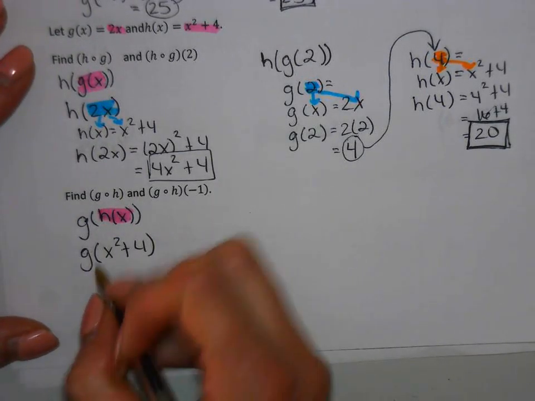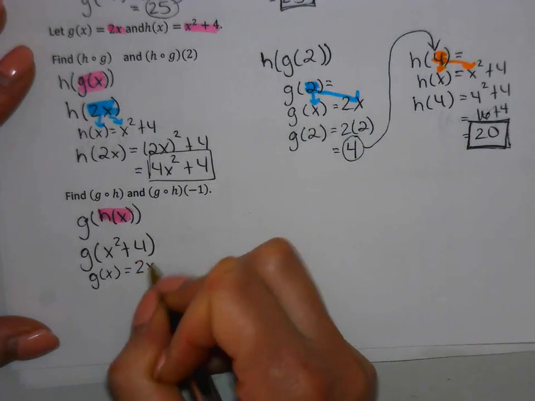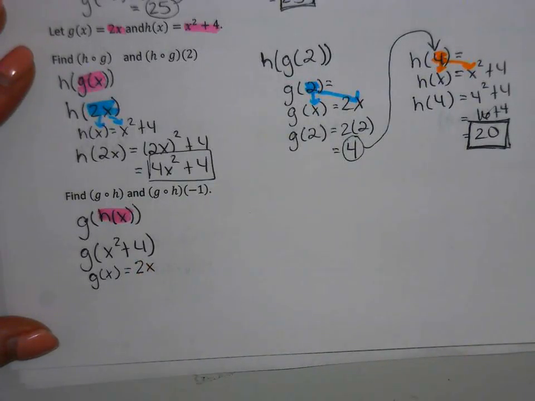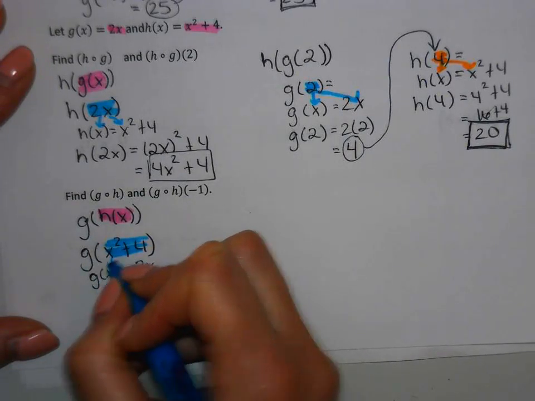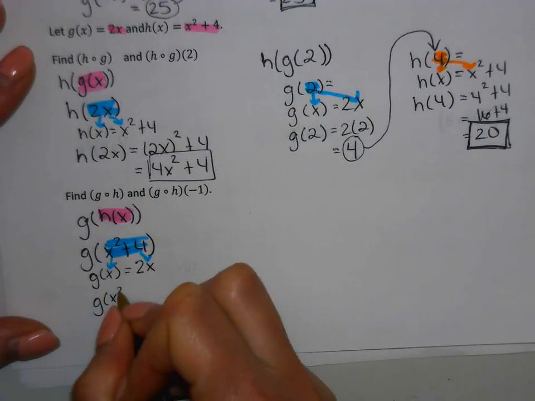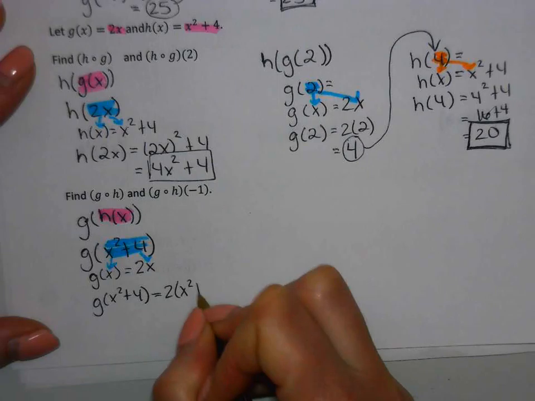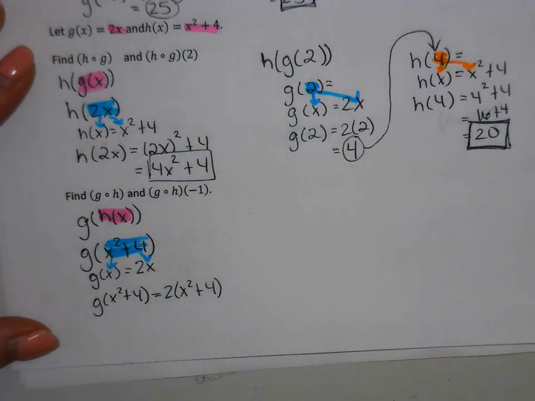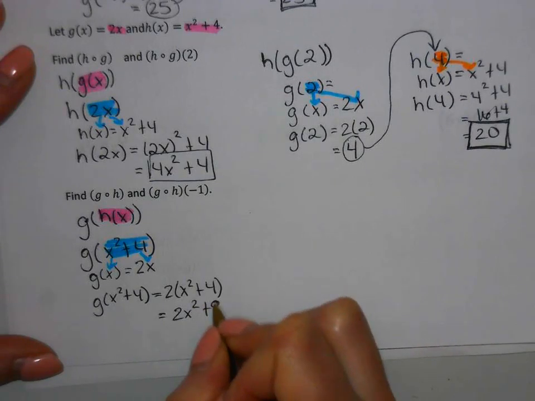So now we're working with the function of g. G of x equaled 2x. And in this case, we're replacing our x with x squared plus 4. So we have g of x squared plus 4 equals 2 times x squared plus 4. So here we can distribute. 2 times x squared is 2x squared plus 8.